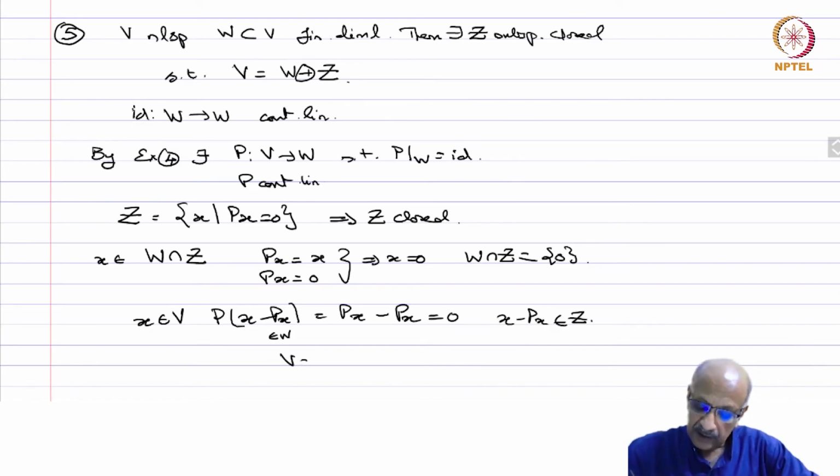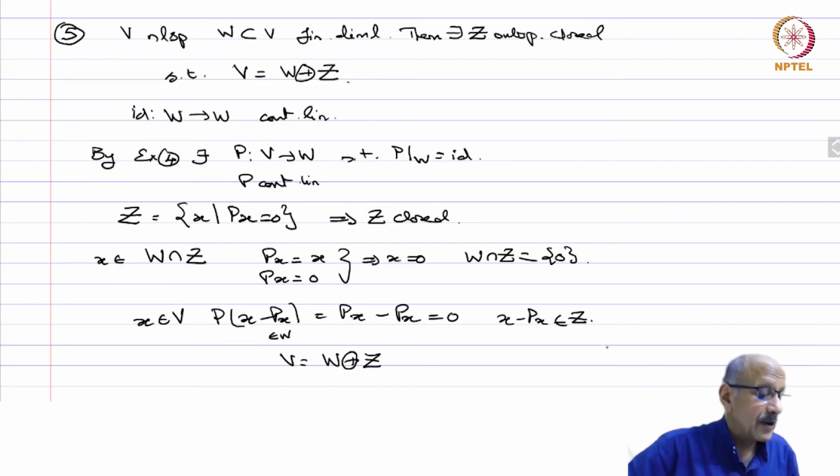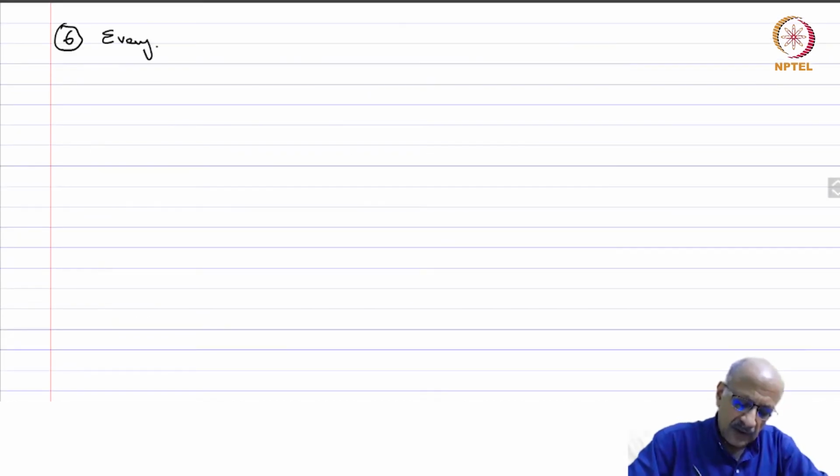Therefore V can be written as the range of P, which is W, plus Z, and since they are disjoint in this sense, you can write that it's equal to the direct sum. Okay. 6. Next exercise. Every finite dimensional space is reflexive.